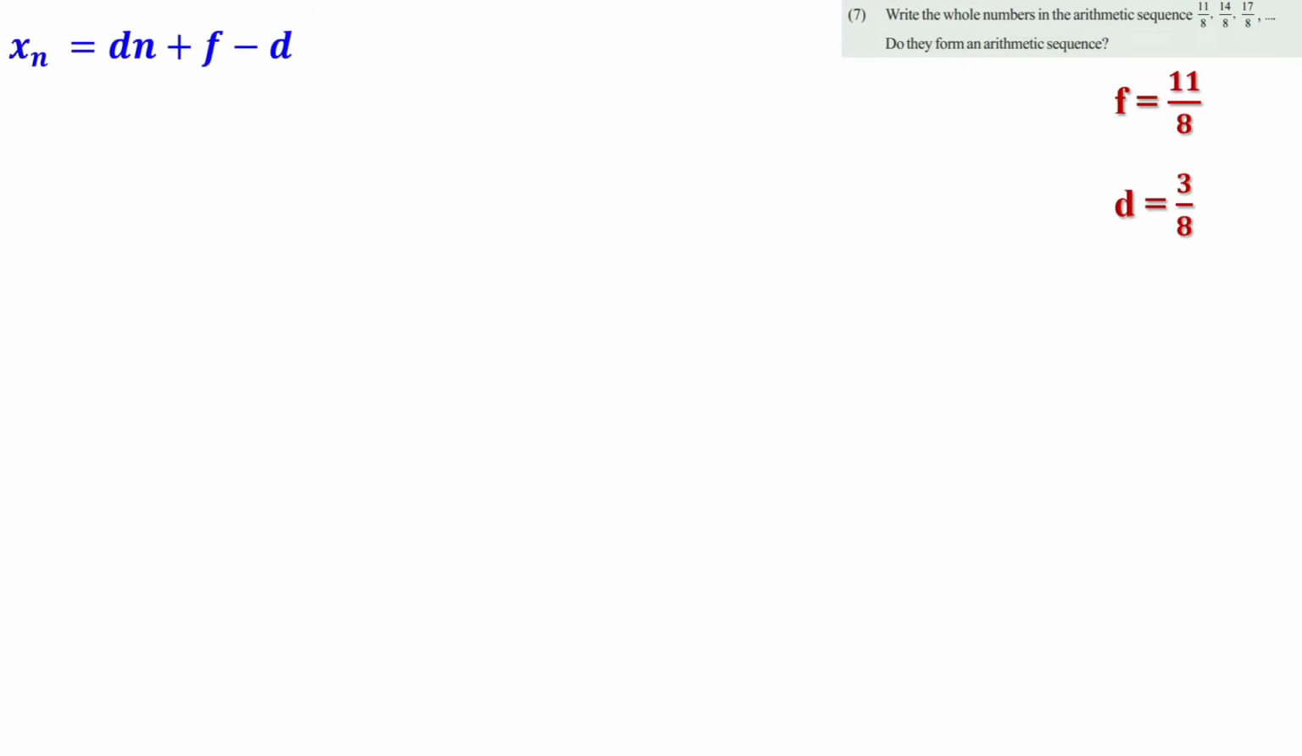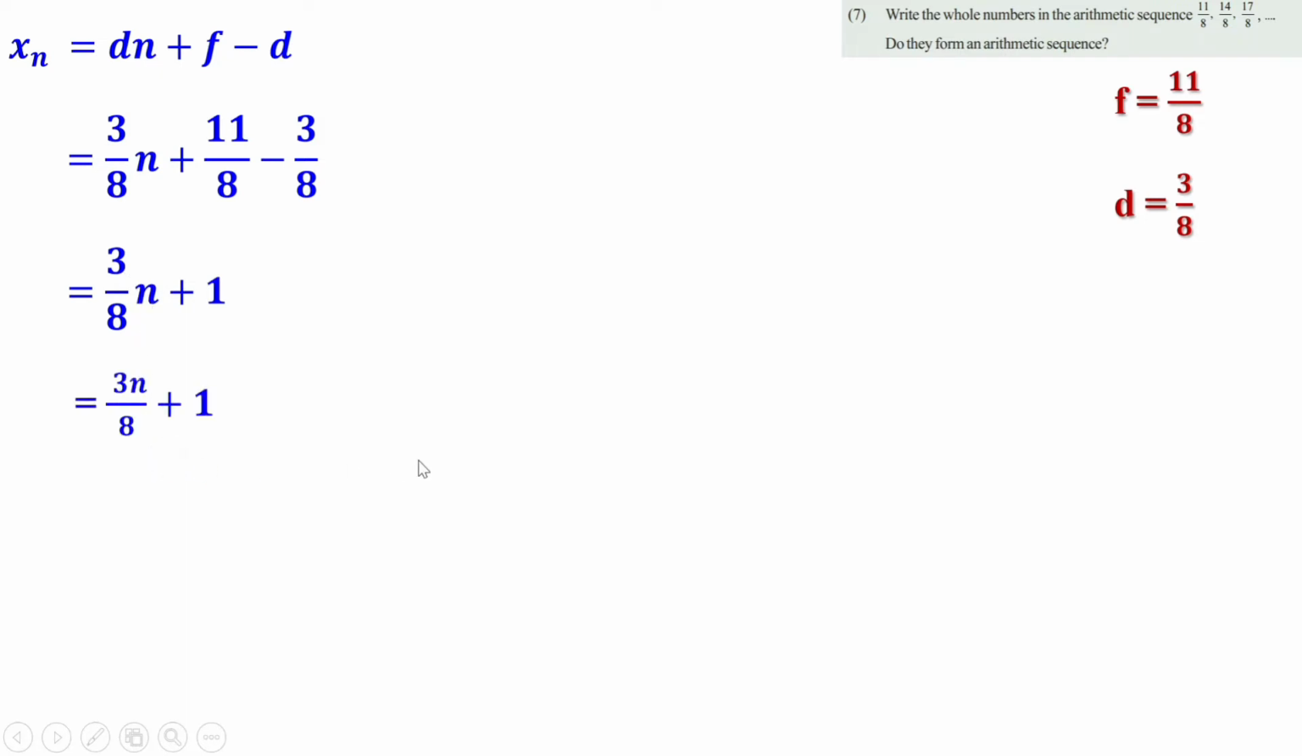Now let us find the nth term, dn plus f minus d. Giving the values, we get 3/8 n plus 11/8 minus 3/8. What is 11/8 minus 3/8? The denominators are the same. Let us subtract the numerators. 11 minus 3 is 8, and 8/8 is 1. So we can write it as 3/8 n plus 1. Now this can be written as 3n/8 plus 1.